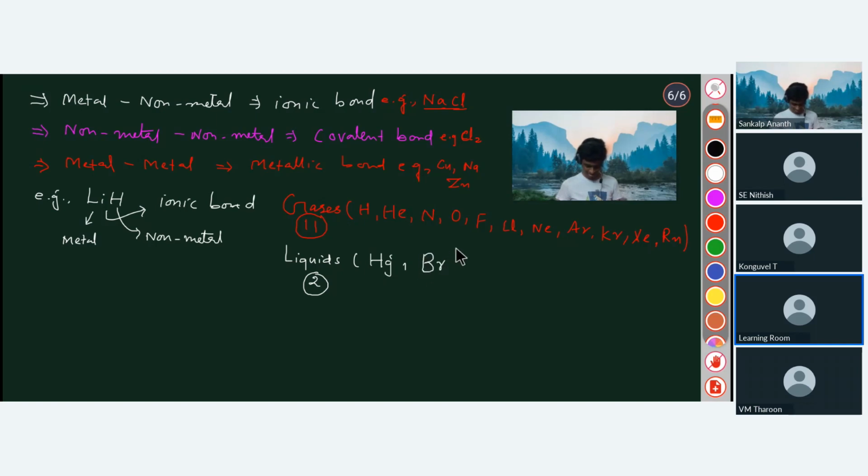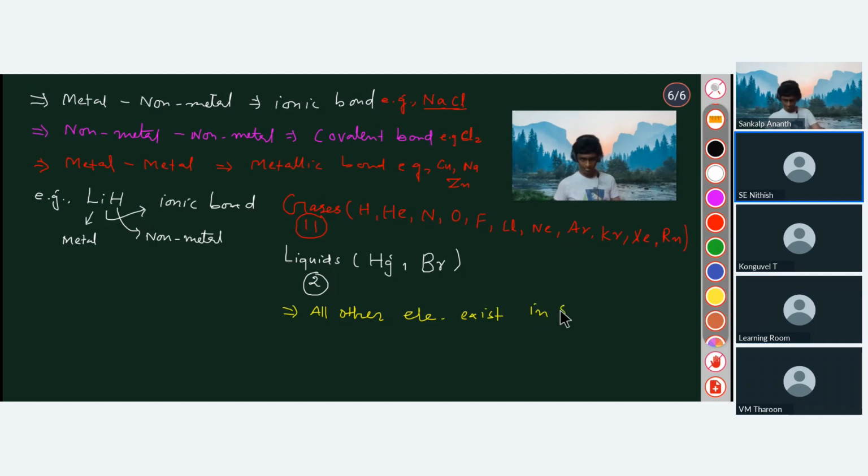I thought it was in a crystal state, sir. No, they exist in the liquid state. This is very important, you have to note this down. And all other elements exist in the solid state. Have you noted this down?